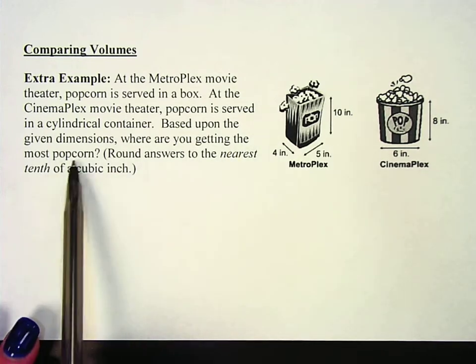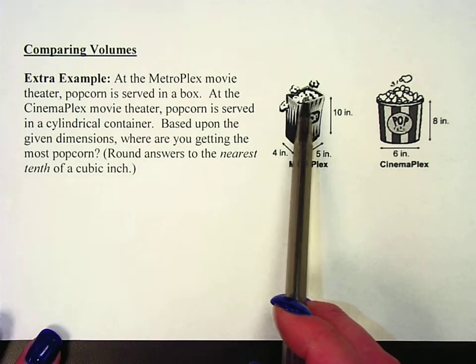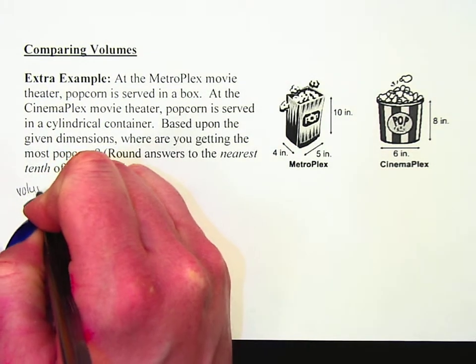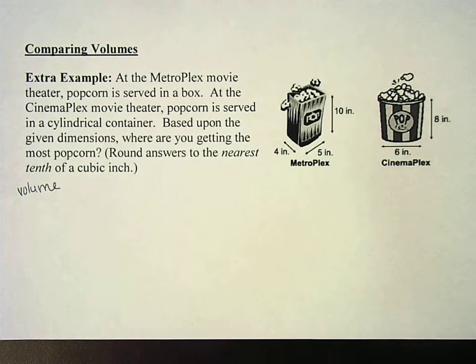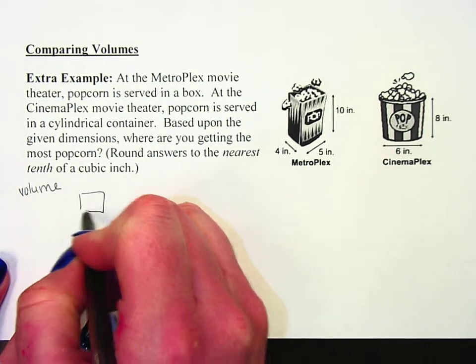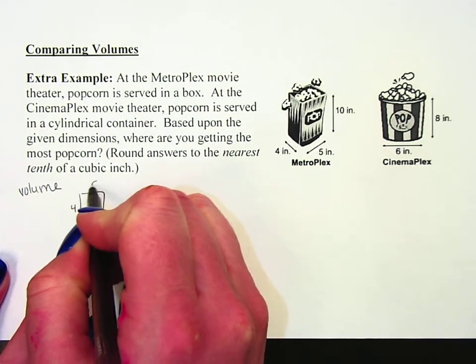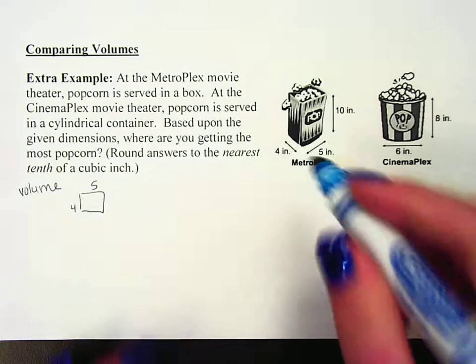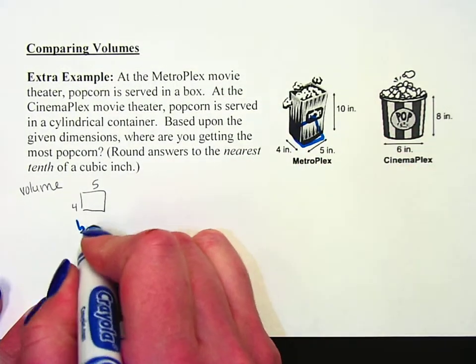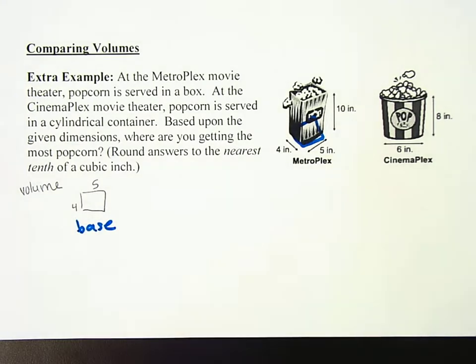The most popcorn being the most stuff inside of this, so this time we're looking for volume. Okay, so I'm just going to write that here to the side. So if I'm finding my volume, which one has more inside? At Metroplex, my base is a rectangle that's 4 by 5. Okay, so I can highlight that 4 here if you want. So my base of my picture is that rectangle that was 4 by 5.